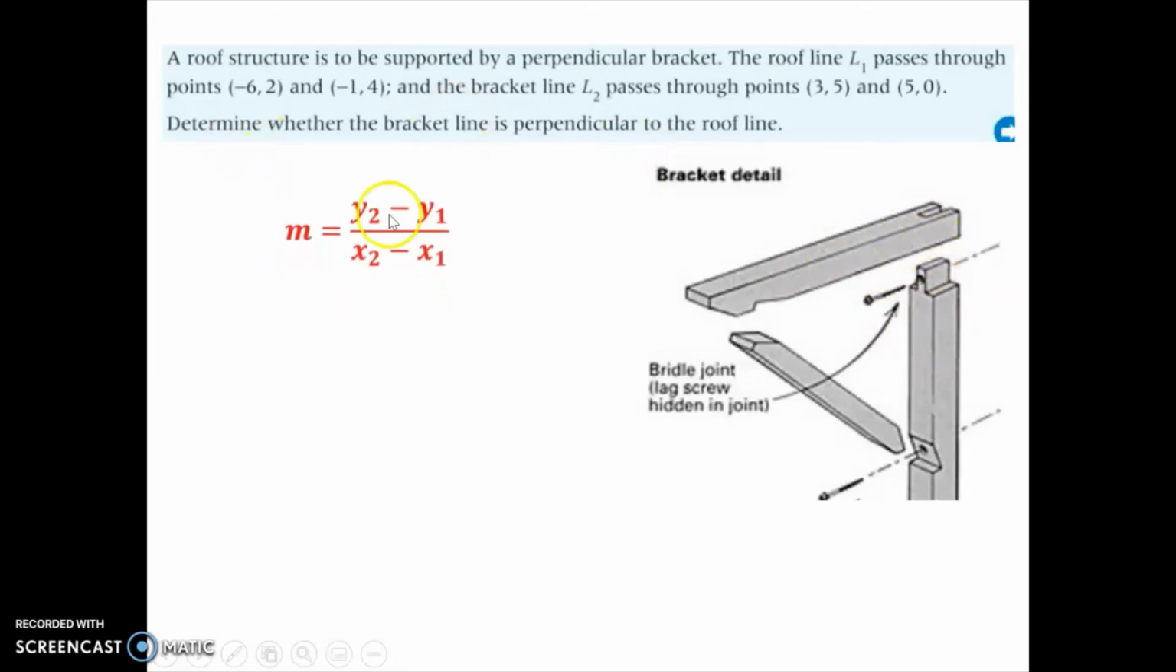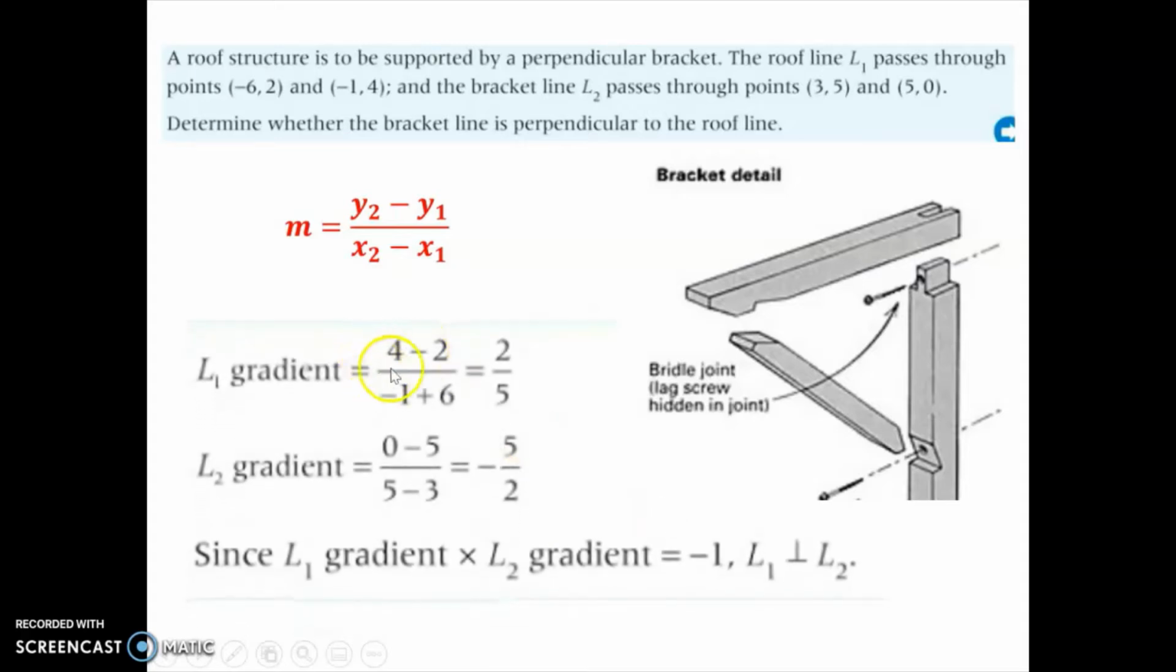So you're going to do the same process. You're going to use a slope formula. Find the slope of the roof line. Find the slope of the bracket. And then check, are those slopes indicating that they're perpendicular? So remember, you're looking for negative reciprocal slopes. All right, let's check. For the roof line, we have a slope of 2 over 5. For the bracket, the slope should be negative 5 over 2. I hope you got those answers.